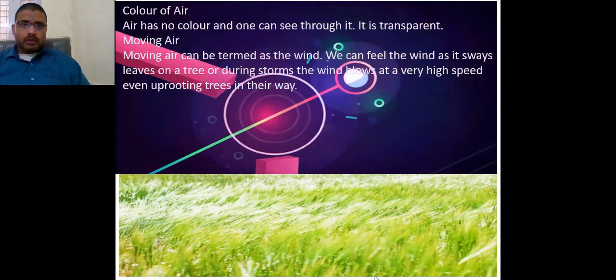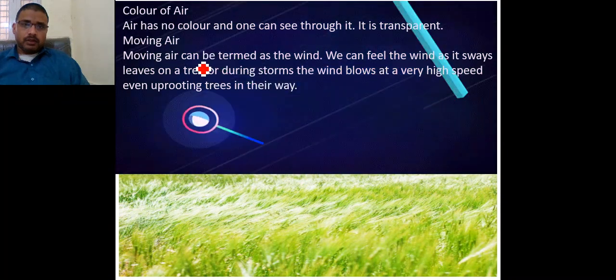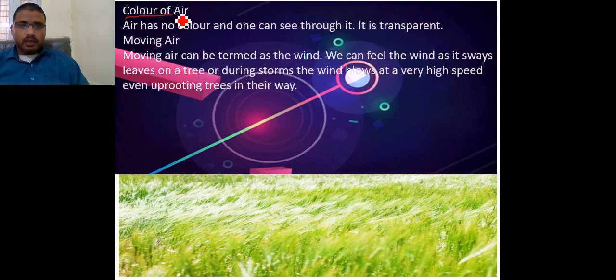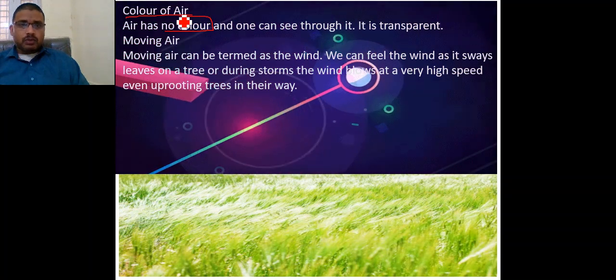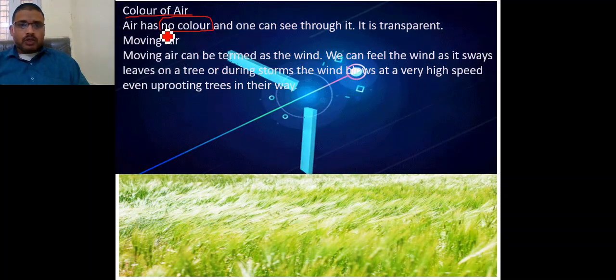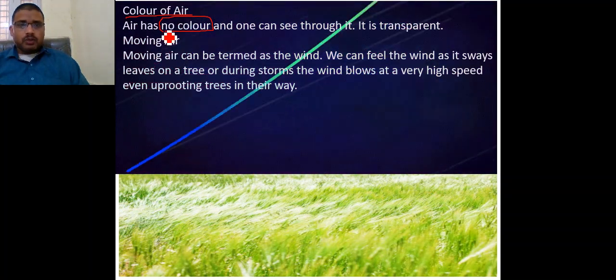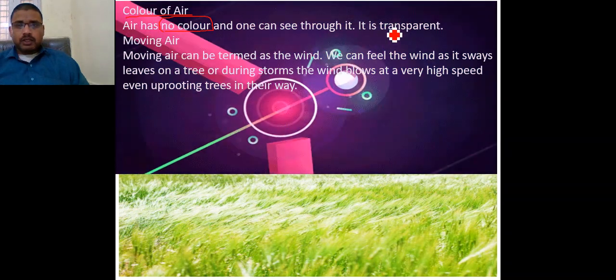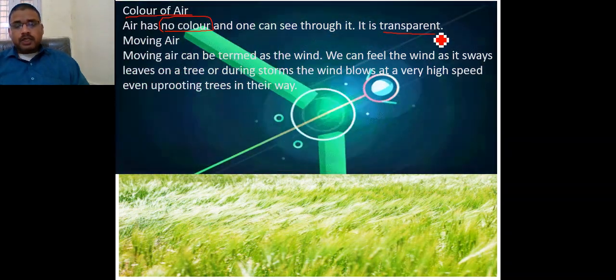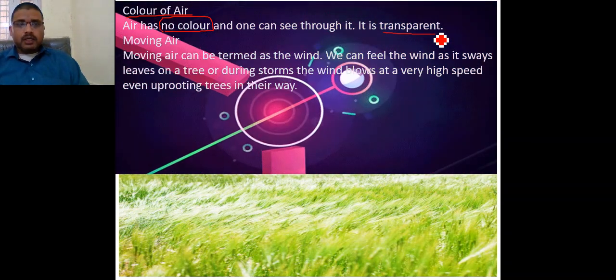Now, the color of air. Is there any color of air? There is no color of air, as we know it is a mixture of gases. There is no presence of color, and one can see through it. It is transparent. The nature of air is basically transparent.